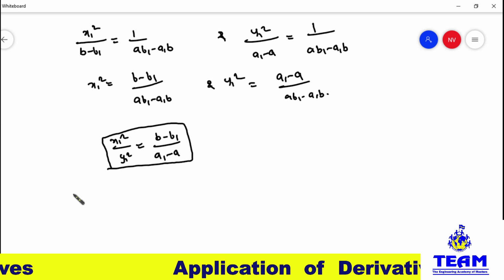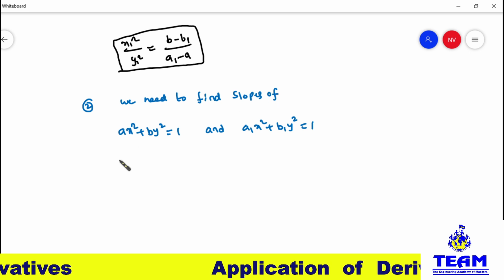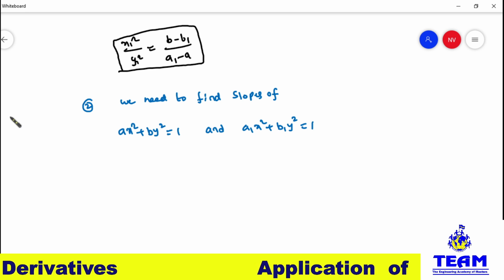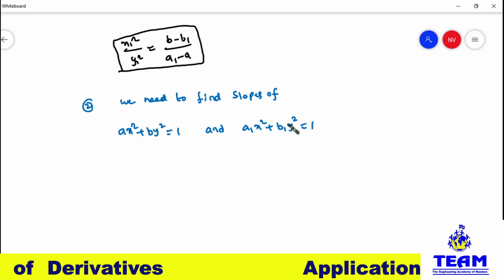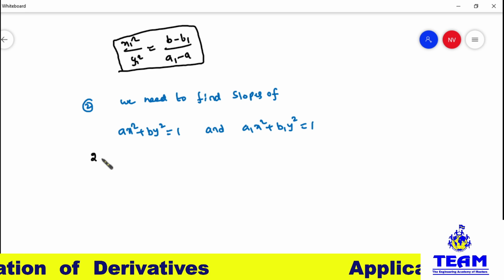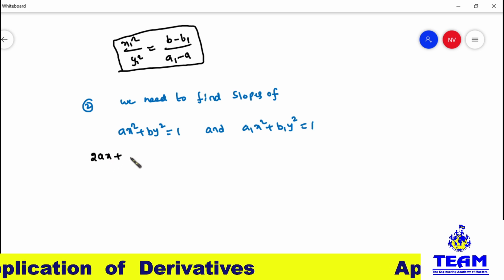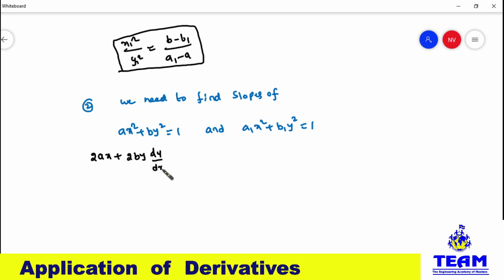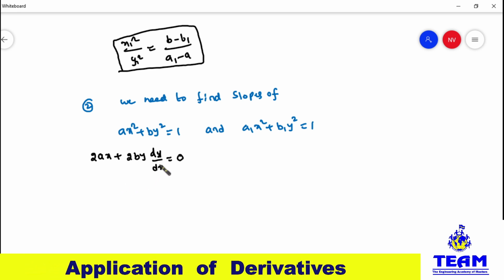Next, in step 2, what we need to find? We need to find slopes of ax square plus by square is equal to 1 and a1x square plus b1y square is equal to 1. Yes or no? So to find the slopes, what we have to do? Differentiate these two equations with respect to x. Differentiating with respect to x, then you will have a into x square derivative is 2x, plus b into y square derivative 2y into dy by dx, which is equal to 1 is a constant, so this derivative is 0. Now we need to find out slope, means dy by dx value.